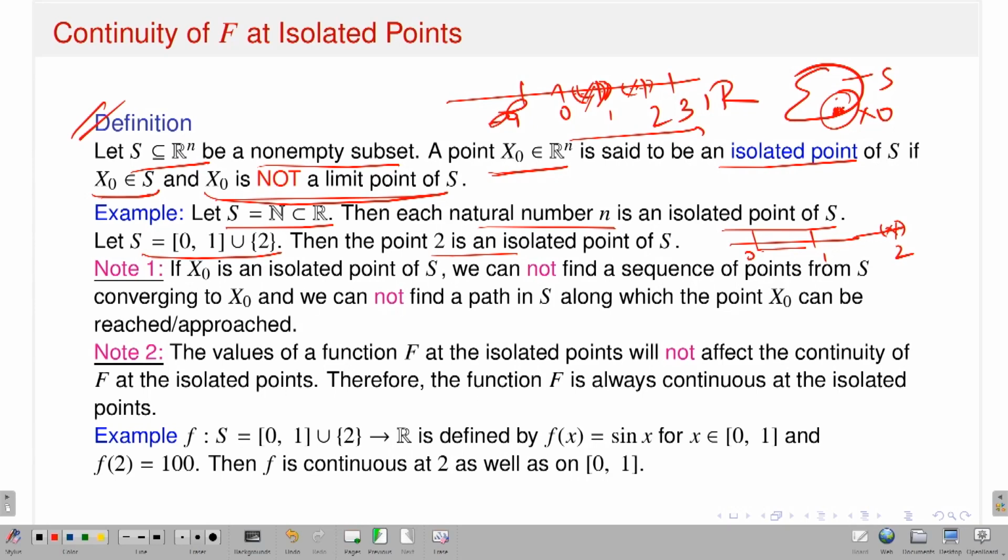I have written two notes. This is very important. Note 1: if x naught is an isolated point of S, that is very important.